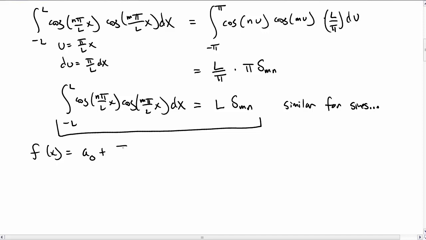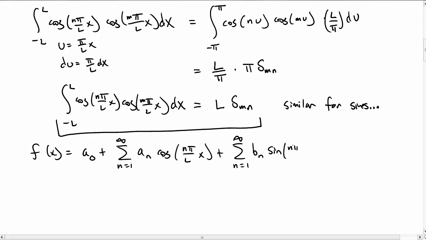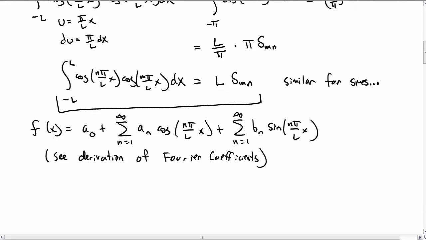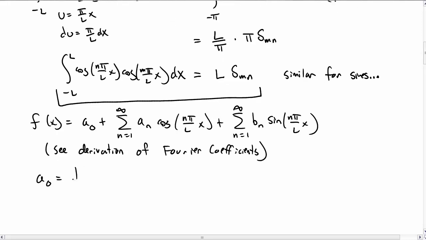So now we can write our function. Here's our Fourier expansion for an arbitrary period. Remember the n pi over L x for the cosine and the sine terms. And now we can derive expressions for a0, an, and bn. And again, I'm going to refer you to one of the videos on the derivation of those Fourier coefficients for your period of 2 pi, because the argument's pretty much the same.